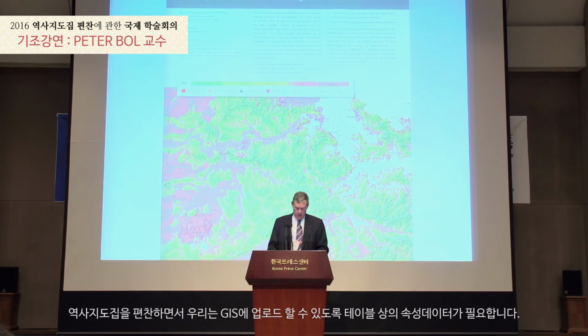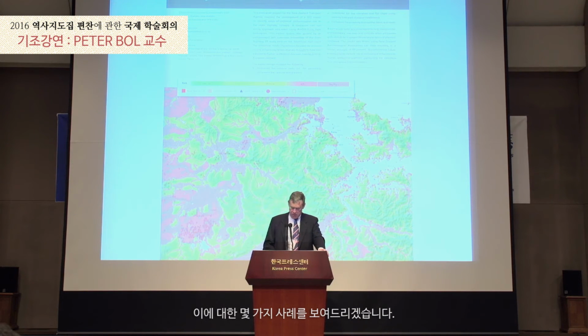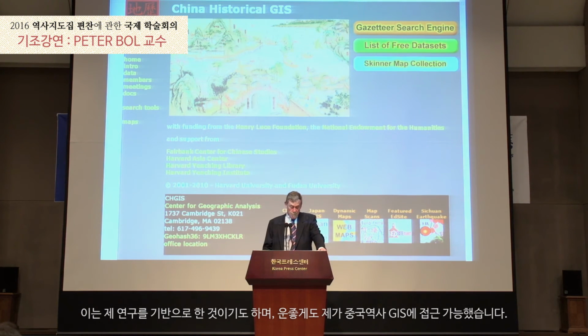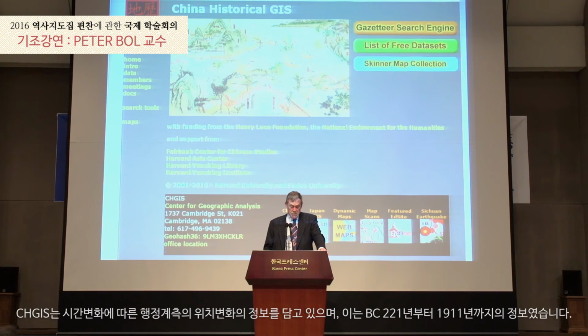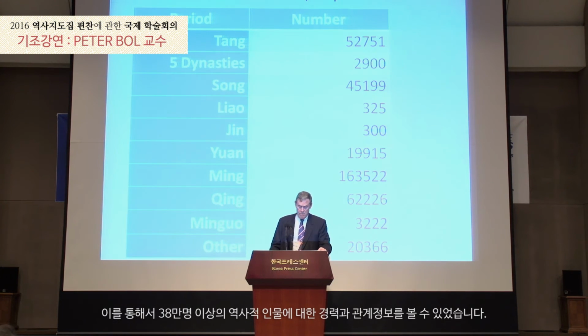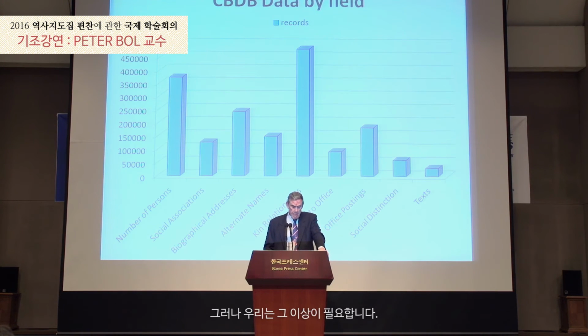Now, creating a historical atlas, we would need to have attribute data in tables that could be uploaded to our GIS and then symbolized. I have some examples of this based on my own research. Luckily, in my own research, I have access to the China Historical GIS, which gives me information on the location of places in the administrative hierarchy of China from 221 BC to 1911, and the China Biographical Database, which gives me data on the careers and relationships of, at this point, 380,000 historical persons. But we need more than that.